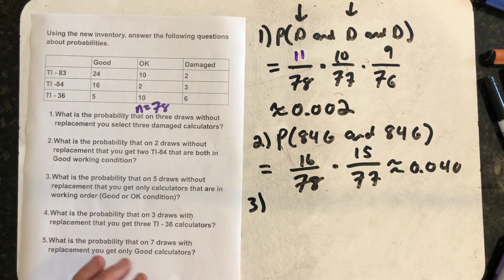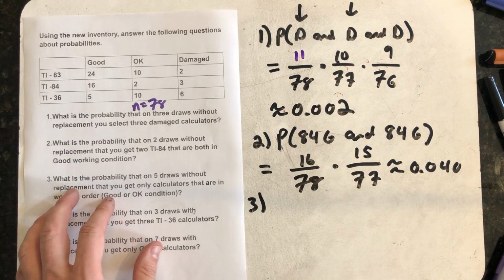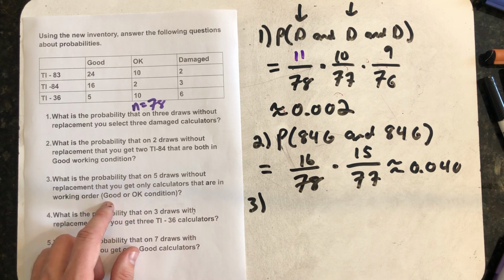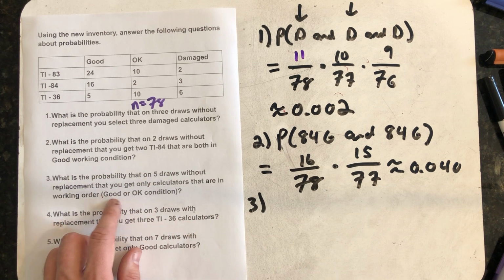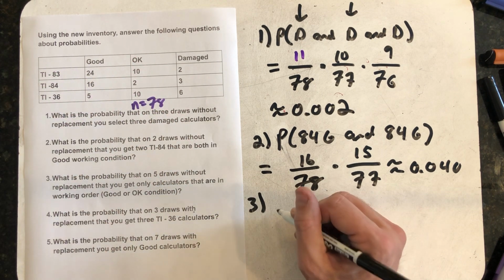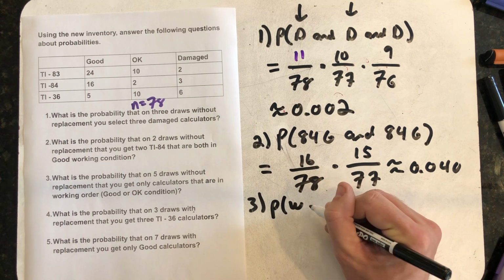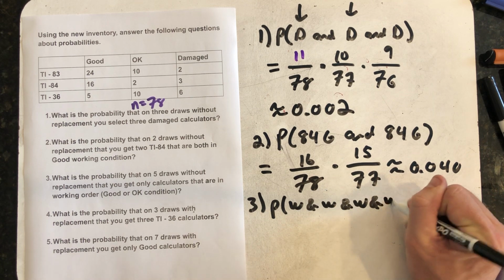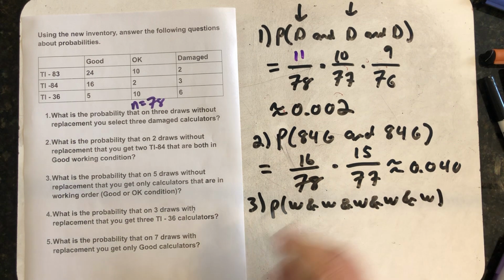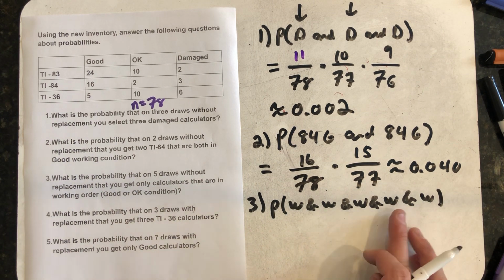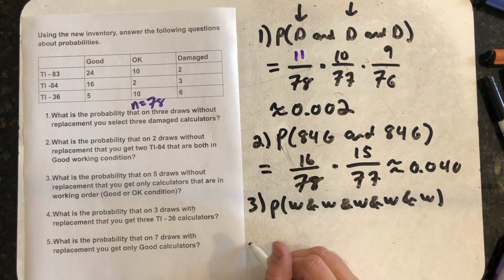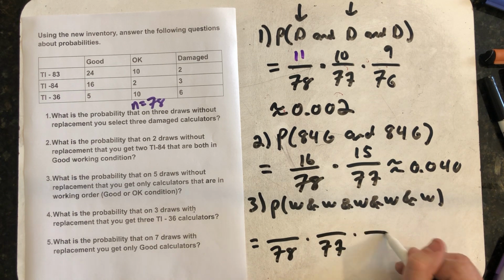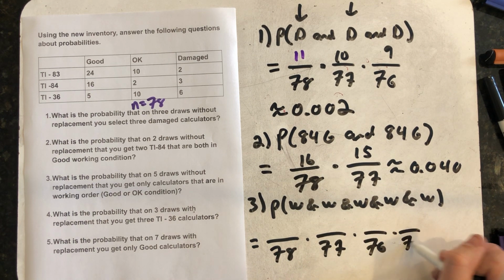Question number 3 asks me what happens if I make 5 draws this time without replacement. What's the probability that on these 5 draws without replacement we get only calculators that are in working order? So either good or okay, any of these calculators. So let's say that's the probability of working, and then another calculator that's working, and another one more, and one more after that. Using ampersands here to save some space, but working and working and working and working and working. 1, 2, 3, 4, 5 draws, 5 fractions. But every time I assume I've already drawn a calculator, so this number on the bottom goes down every time.